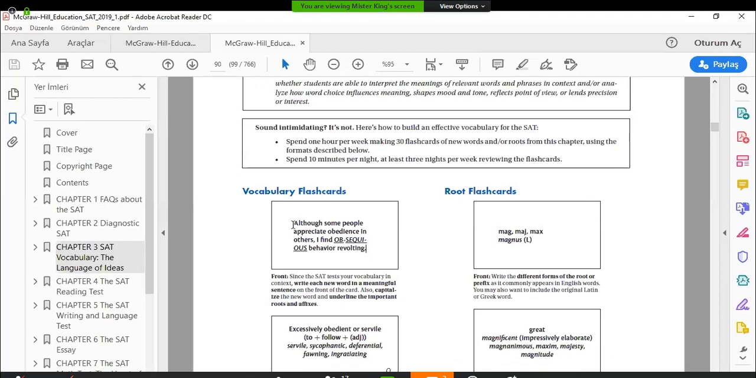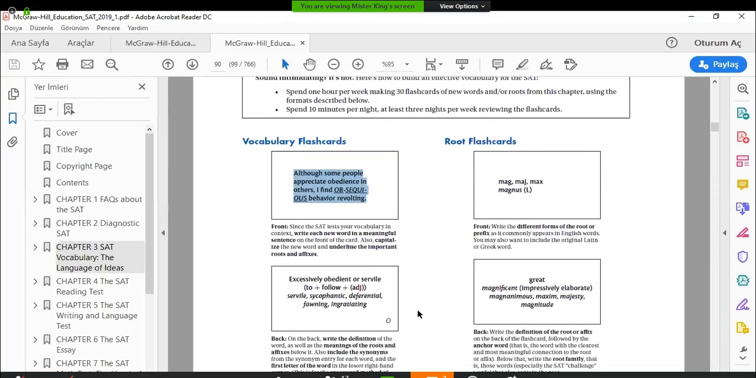So what is this? It says just use 2-sided papers or cards. On one side, it asks you to write a relevant sentence which uses the target word. And on the other side, it asks you to use detailed dictionary information, starting with the definition and synonyms, and also grammar function, as you see here.